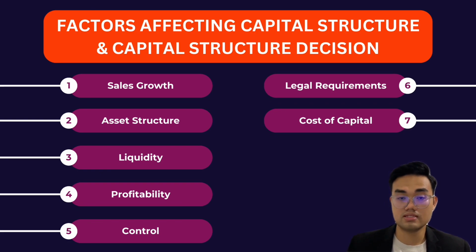The fifth one is control. The consideration of maintaining control over the business is crucial in capital structure decisions. Equity shareholders may prefer debt capital over equity capital to avoid diluting their control, as debt financing does not grant voting rights. And the sixth one is legal requirements.